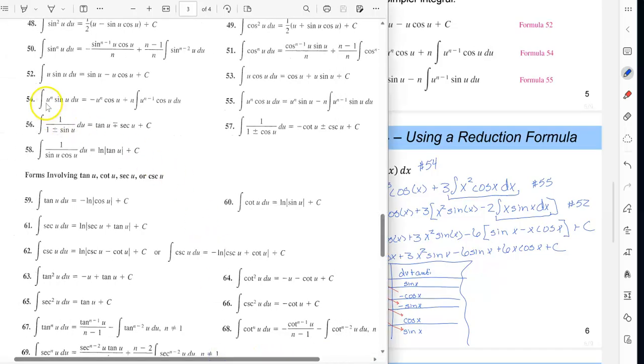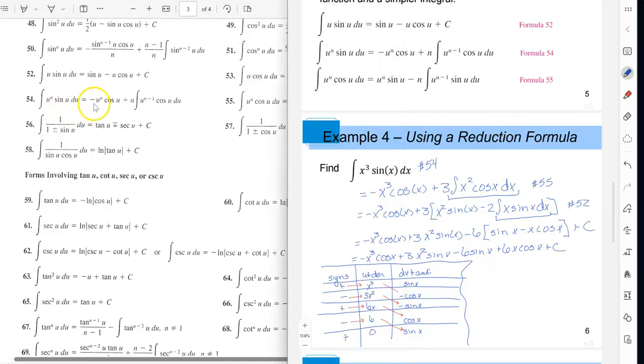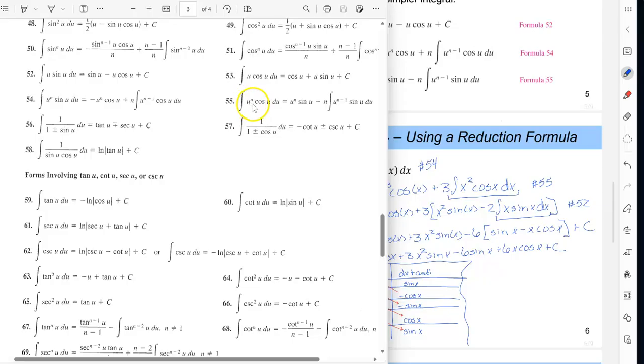So we're going to have number 54. So it's going to be u to the n sine of u du. So let's plug in what we know. It's going to be negative u to the n, so in our case, negative x cubed cosine of x, plus n, which is 3, times the integral of x, and we're reducing the power there, so x squared cosine x dx. Now we've got to integrate this x squared cosine x. That's where we're going to use number 52. Wait, we just used 54. Now we're going to use number 55.